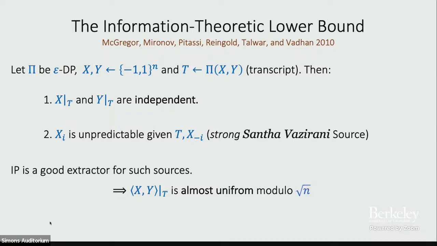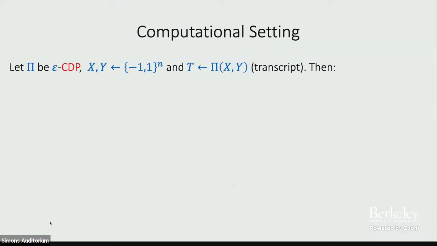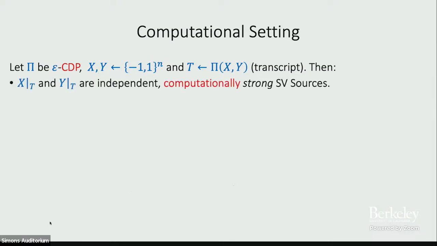Information-theoretic case, and now we want to use it in order to prove the computational case. So in the computational case, now pi is a computationally differentially private protocol. And it's still true that X and Y are independent given the transcript. But now X and Y are only computationally strong Santa-Vazirani sources, in the sense that any computationally bounded adversary cannot reconstruct any entry of X given X minus i, but information-theoretically, it may be possible to do so. And for such sources, the inner product is not a good extractor.